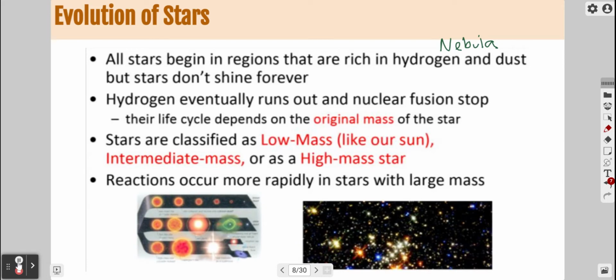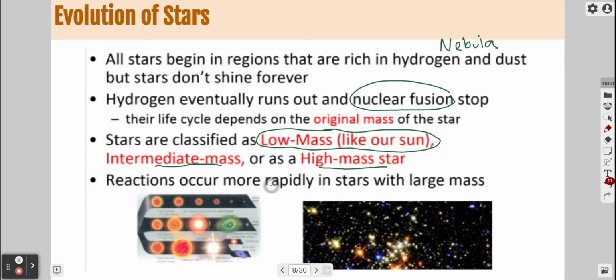And so our star is considered a low mass star. So when we're talking about the sun, we're talking about a low mass star. There's intermediate mass stars and high mass stars. When you run out of mass, nuclear fusion stops, and that is the end of the star's life cycle. So we'll take a look and see what that end, middle, and beginning looks like for different stars. And these reactions tend to occur more quickly, more rapidly with stars with larger masses.